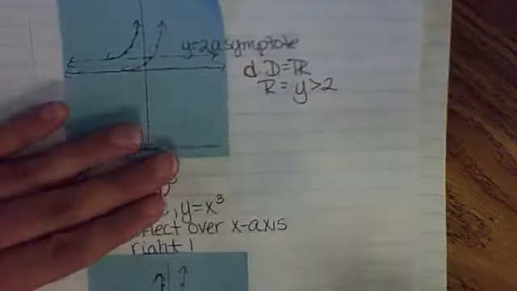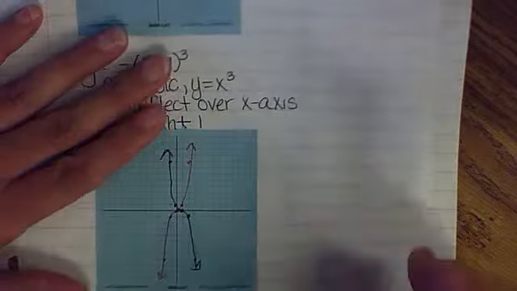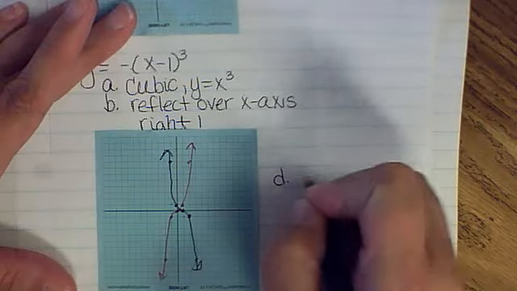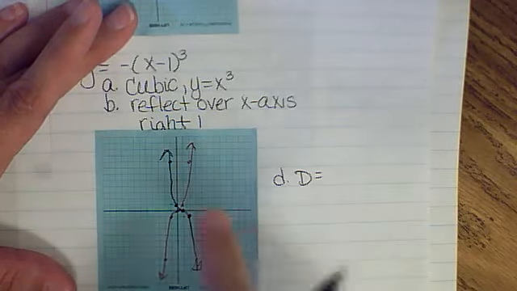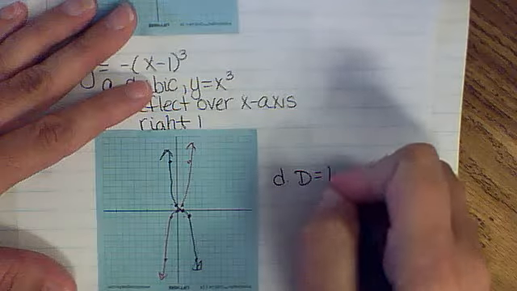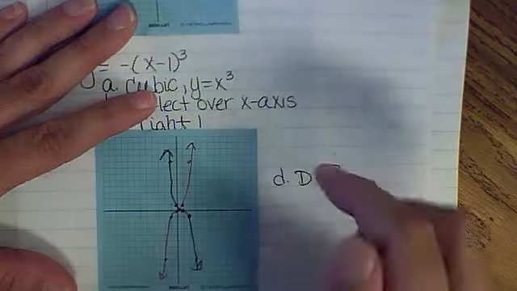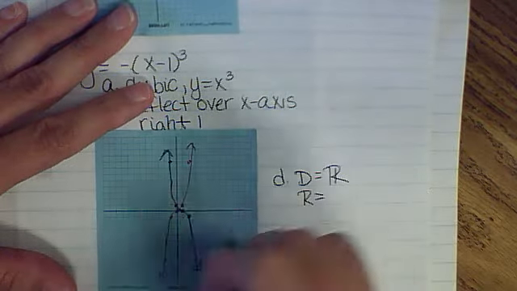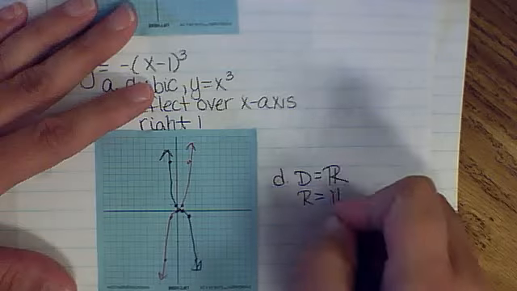We're going to jump back to number 4 for a second, because I forgot to do domain and range. So if we go back to domain and range, domain for that function is all real numbers, because x can be anything. Same thing for range. Range can be anything, so it's all real numbers.